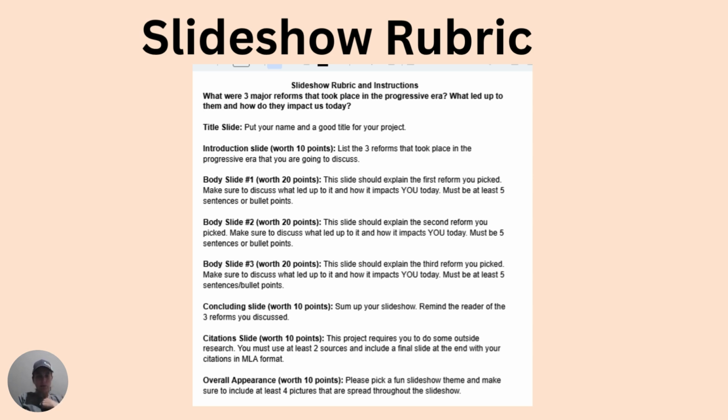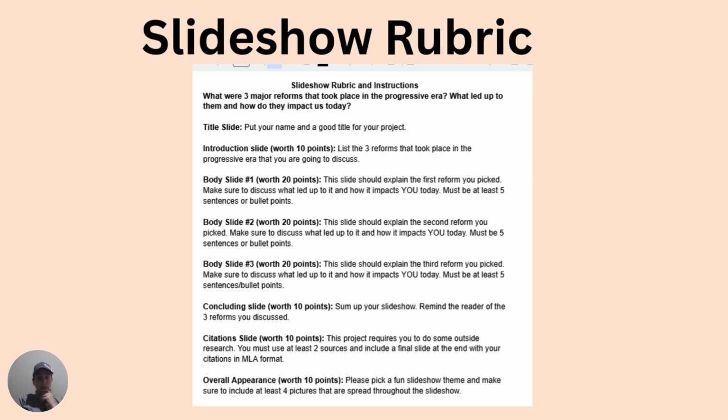Body slide number one is worth 20 points. And in that slide, you're going to explain the first reform that you picked. Make sure to list the reform, explain it, and say what led up to it. And then, most importantly, how does that reform still impact you today? I'm not looking for generic, like it impacts the world. I want to know how it impacts you and your life. And that must be at least 5 sentences or bullet points.